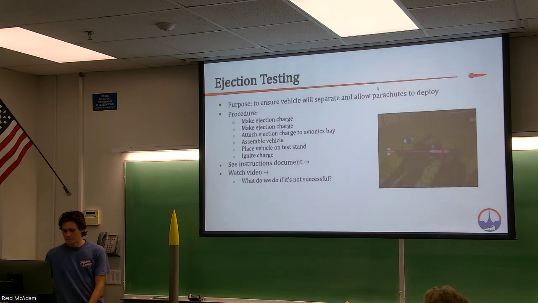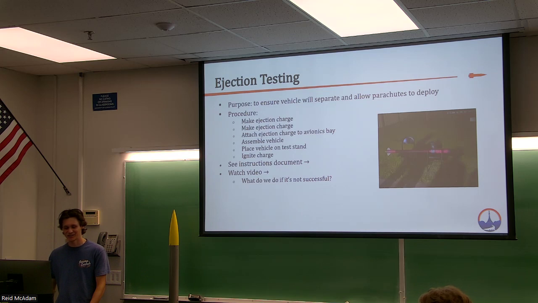And then, okay, so we'll take a look at ejection testing. This is my favorite test. You get to blow stuff up. Super fun. And the purpose of this one is to ensure that the vehicle will separate and allow parachutes to deploy. A lot of the NAR guys, National Association of Rocketry, like to call this taking out the laundry. So you want to make sure that your laundry gets out.